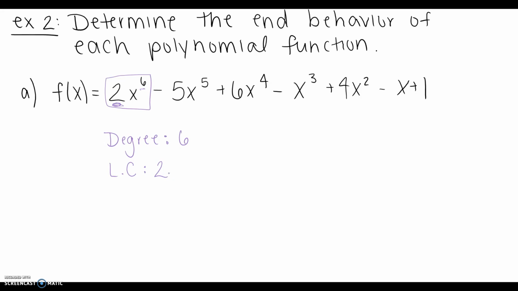Now what we care about is the degree even or odd? So 6 is even. And then the leading coefficient, is it positive or negative? This is positive, which means our end behavior, we should be thinking, okay, degree is even, so that means it's either up, up, or down, down. And since the leading coefficient is positive, it's going to be going up. So our end behavior is up, up. And we're done. We got the degree, the leading coefficient, and therefore the end behavior.